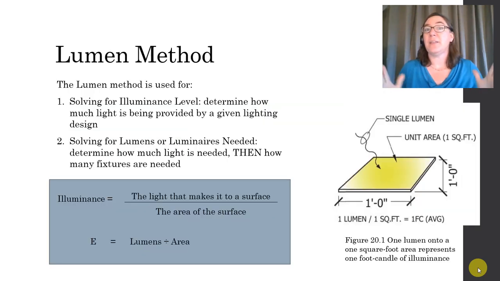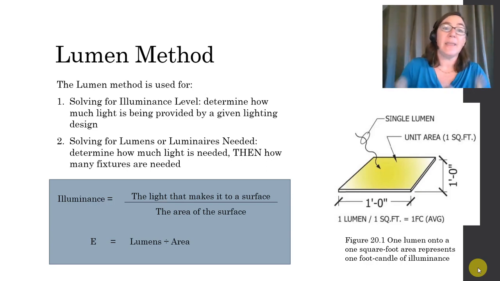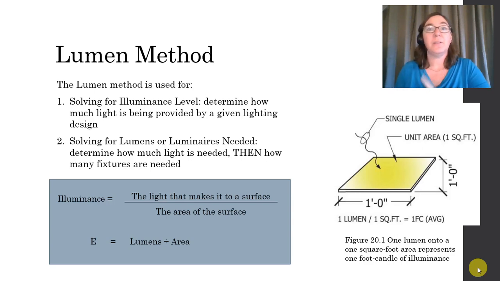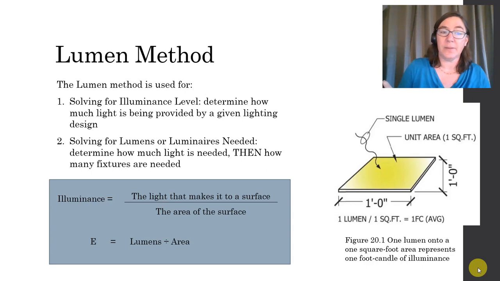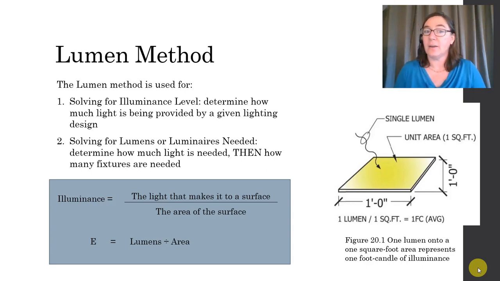So there's two major ways that you can use the Lumen method. First, you could solve for illuminance level. You've already selected a given lighting design. Now you want to check how much light is being provided by that design. The second way to use it is to solve for the lumens or the luminaires that are needed. First you determine a target amount of light that you want to use in a space, and then how many fixtures are needed.